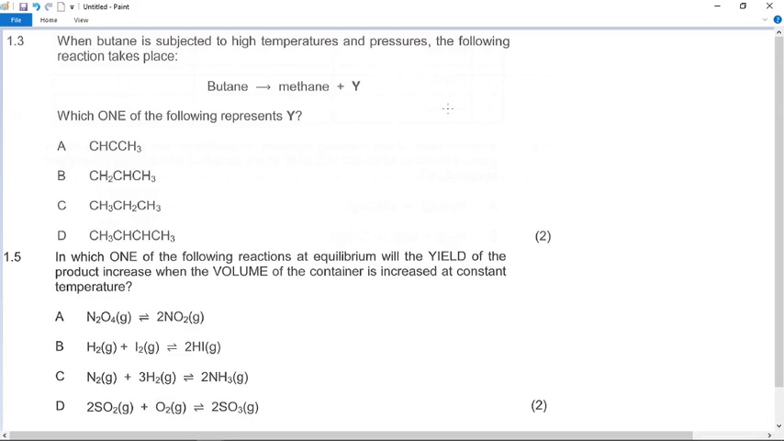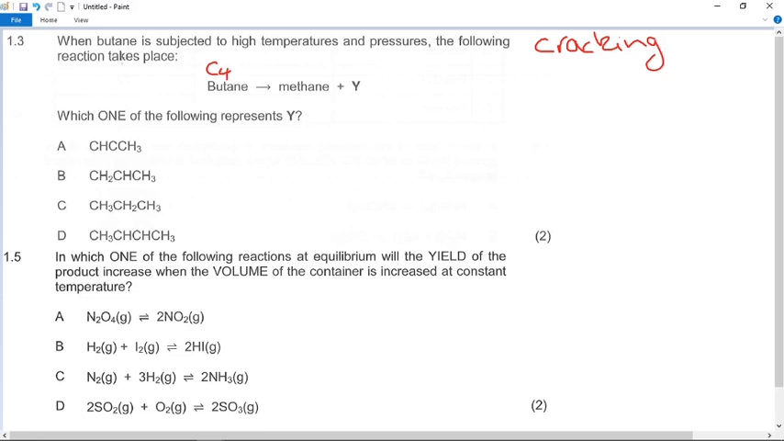Then we come to 1.3. When butane is subjected to high temperatures and pressures, the following reaction takes place. This is in fact a cracking reaction. And it asks which one of the following represents Y. So you have to use the law of conservation of matter here. You have to say to yourself, the atoms on the left, of which there's only butane, which we know is a 4 carbon. And then how many hydrogens have we got?